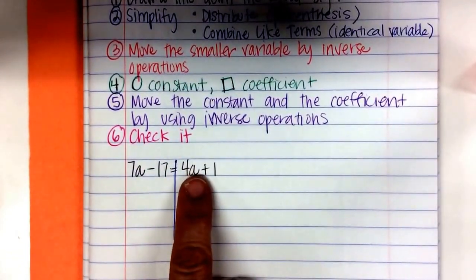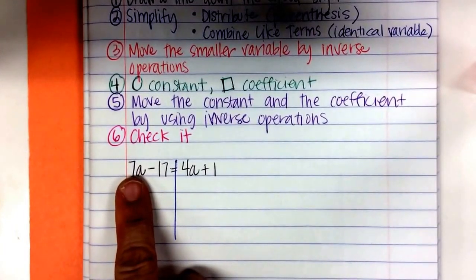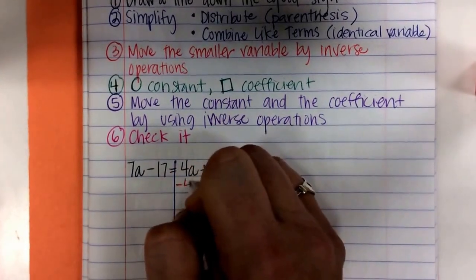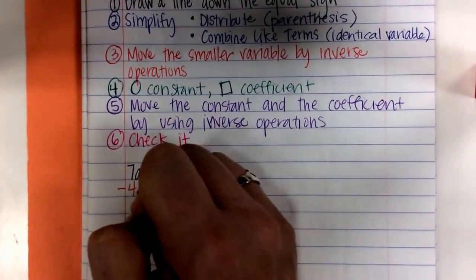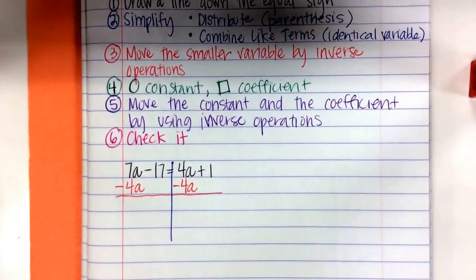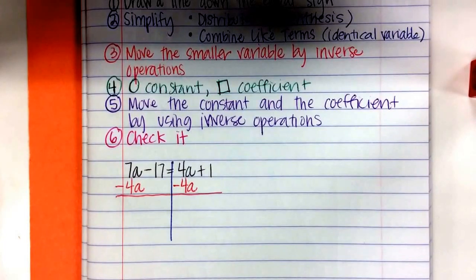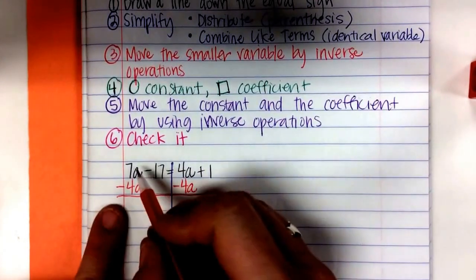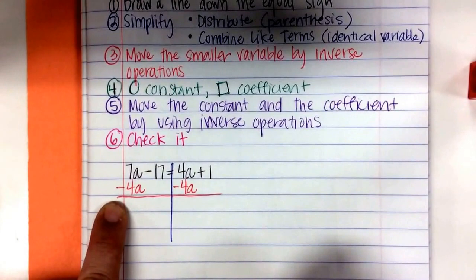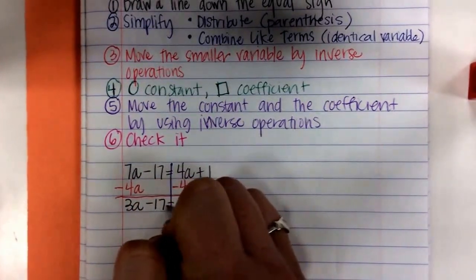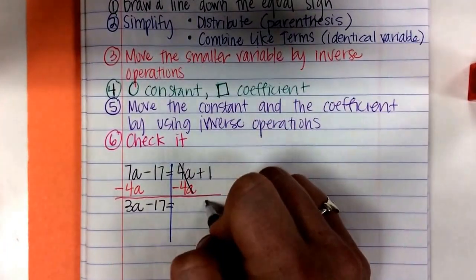I'm going to take the 4a and move it across the equal sign to the 7a. So what's the opposite of 4a? Negative 4a. You're either going to add or you're going to subtract. 7a minus 4a is 3a, minus 17 equals 1.